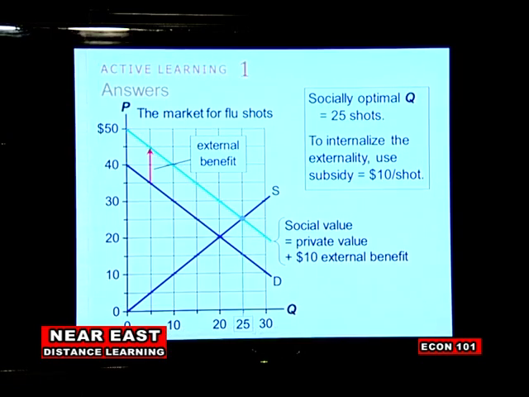The socially optimal quantity equals where the new demand curve and the supply curve intersect, which is at a quantity of 25. To internalize the externality, we are going to use a subsidy, and the amount of the subsidy equals the external benefit, which is $10 per shot. So the effects of externalities is the summary.